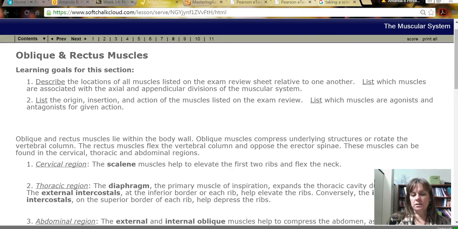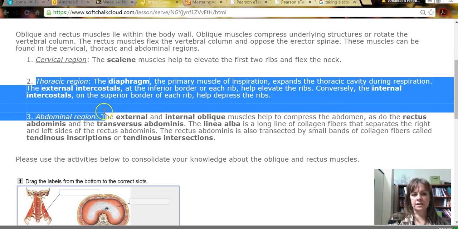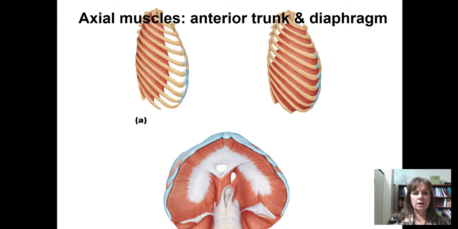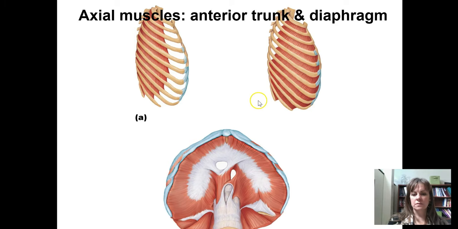Okay, so the book now classifies a series of muscles called oblique and rectus muscles. We already talked about the scalene muscles in a prior video, and so now what I want to focus on in this page is muscles in the thoracic and in the abdominal region. We're going to look at these specific ones here. So here's an image, and we're specifically looking at ones that are going to be attached to the ribs.